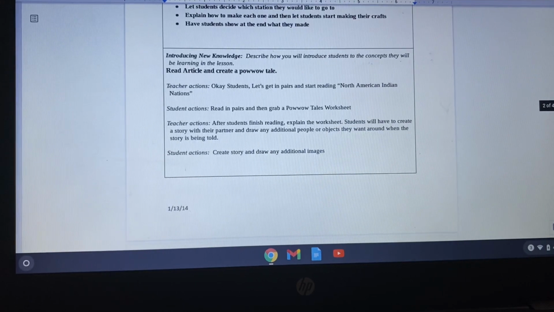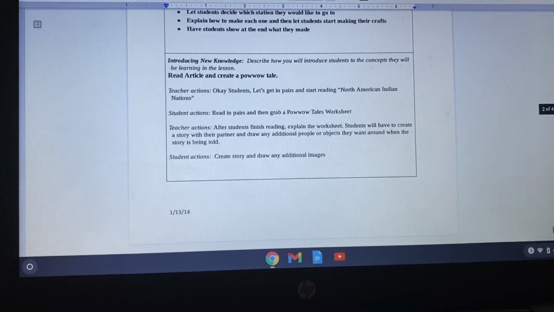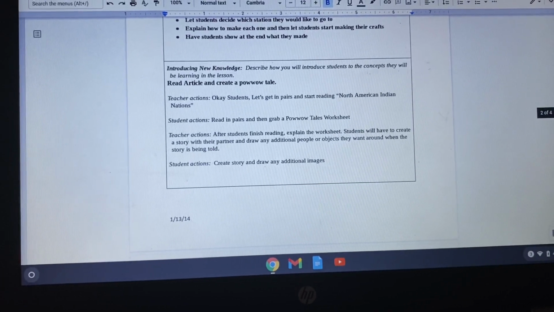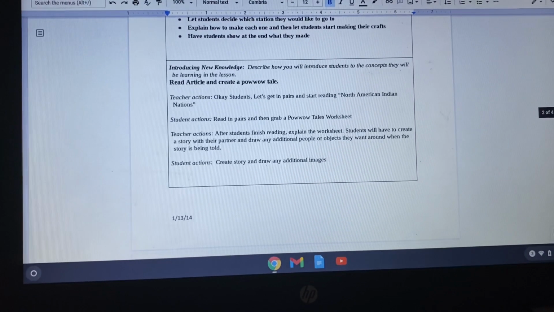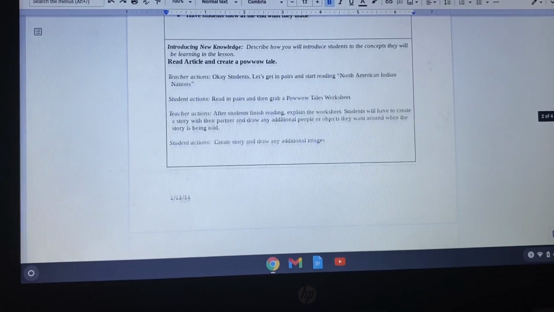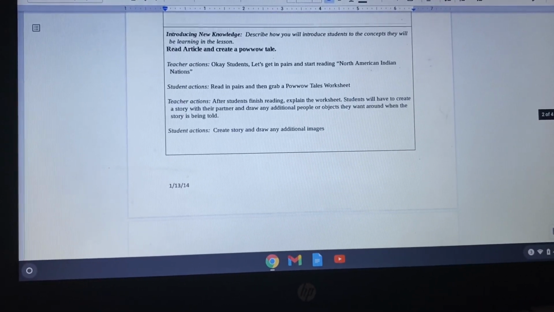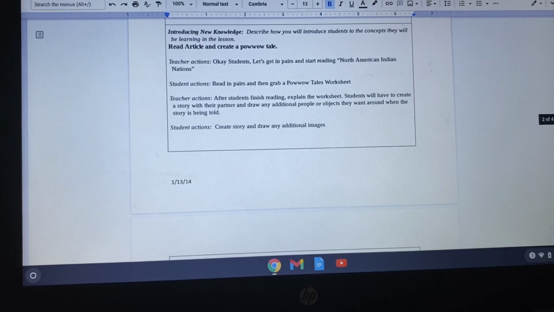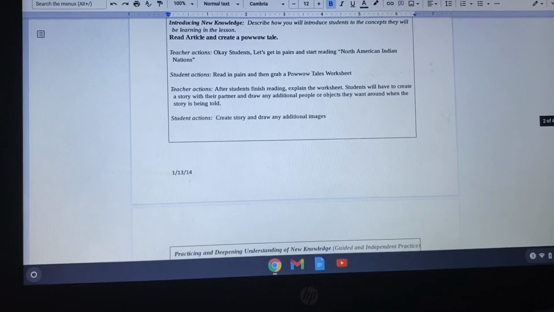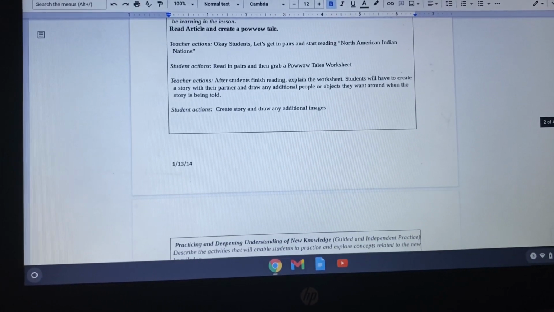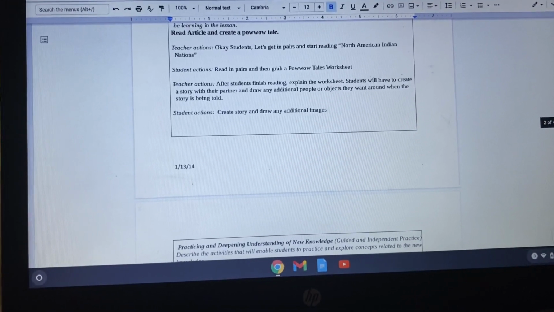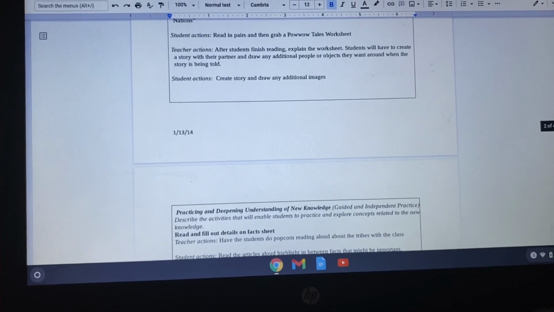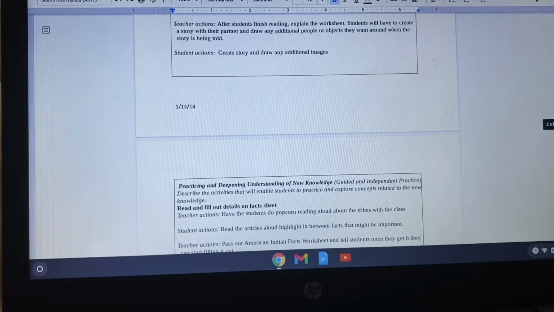Introducing new knowledge, I said read an article and create a powwow tale. So for teacher's actions, I said tell the students to get in pairs and start reading North American Indian nations. Students read and then grab a powwow tales worksheet. After the students are done, I will explain the worksheet. Then they will create with a partner their own story and draw any additional people or objects that they want around when the story is being told. And then the students are creating a story and drawing the images.